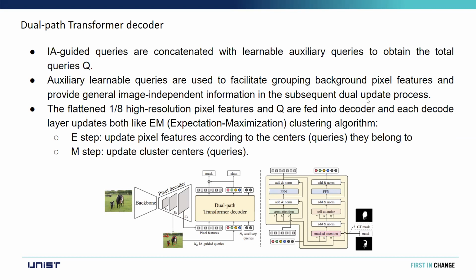So now we come to the dual update process. We get E5 from the pixel decoder and flatten it, and we take Q, coming from the concatenation of IA guided queries and auxiliary queries, and feed it into the decoder. Each decoder layer updates the pixel features and the Q like EM, the expectation maximization clustering. In the E step, we update the pixel features according to the centers or queries they belong to, and the M step will update the cluster centers. So we first update pixels, then we update the queries. How this update process works, I will explain next.